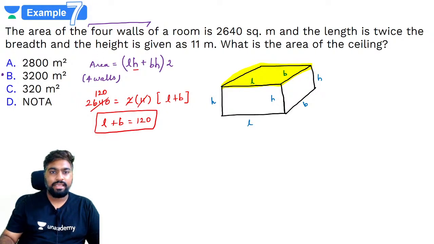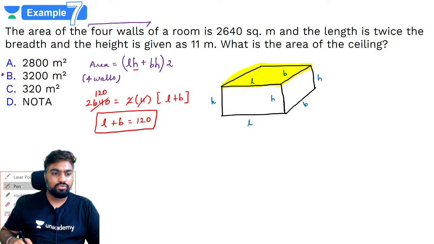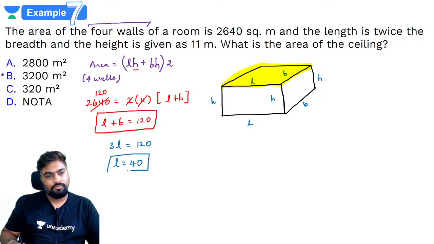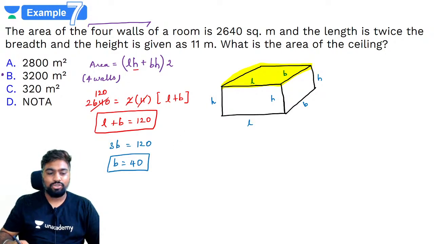What are they saying? They're saying that length is twice the breadth. Length is 2 times the breadth. Yes, so what do you get? Length plus breadth, that is 3 times breadth is 120, or breadth is 40. Length is 2 times breadth ना, ये breadth है. Ultimately you get length as 80.